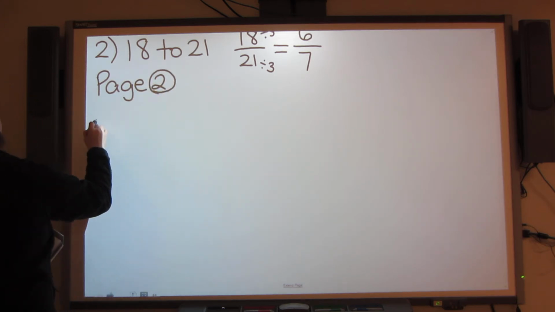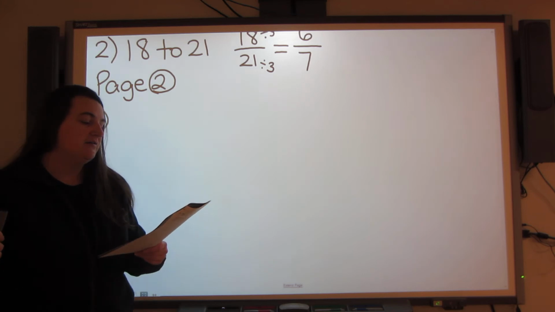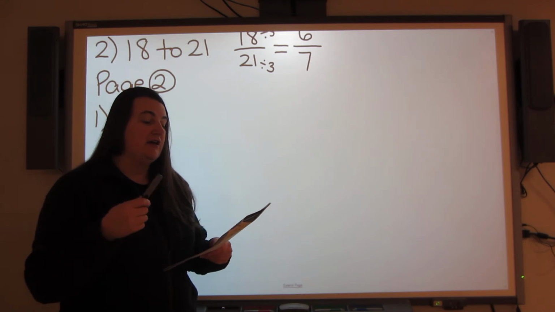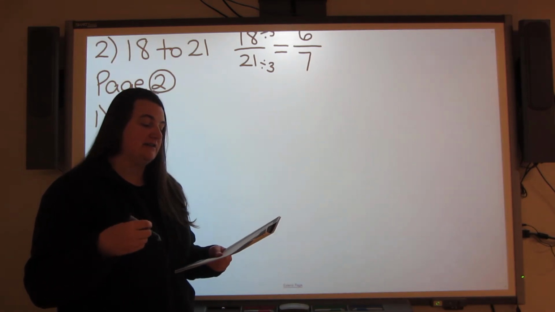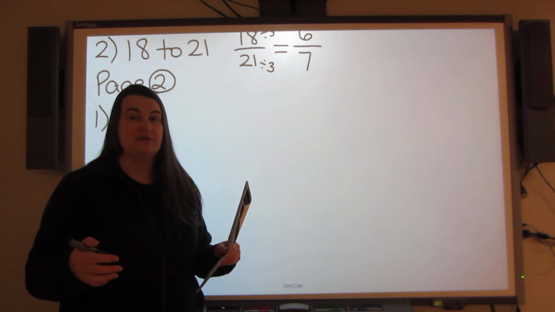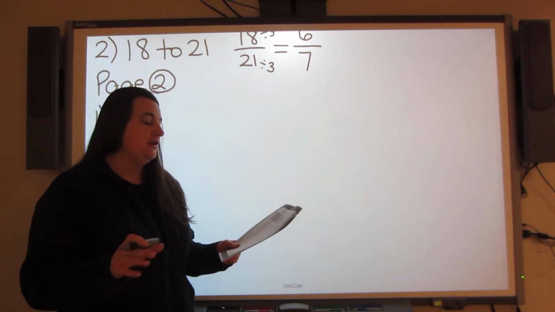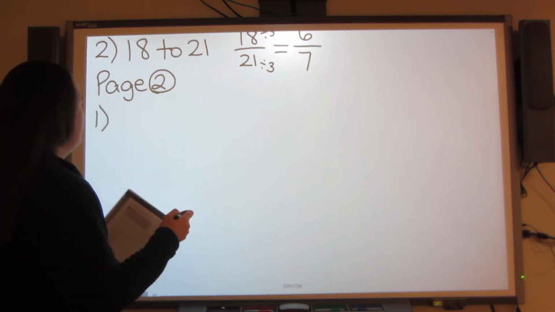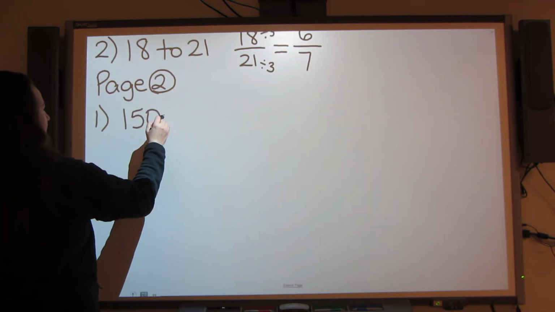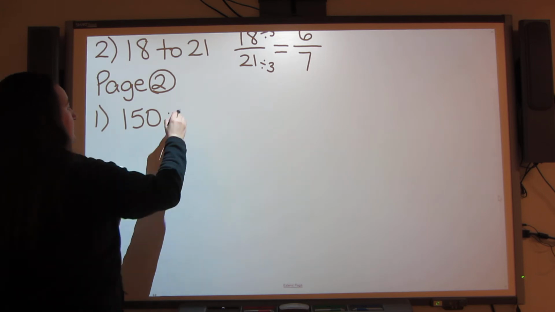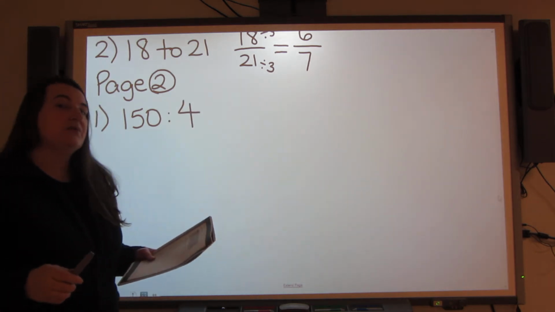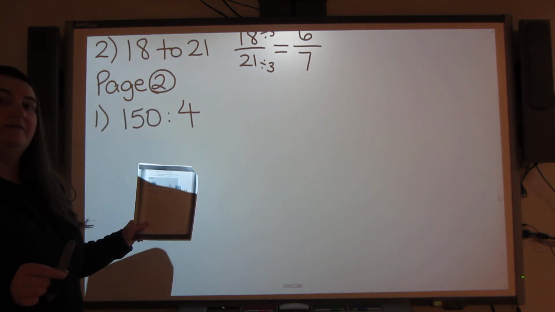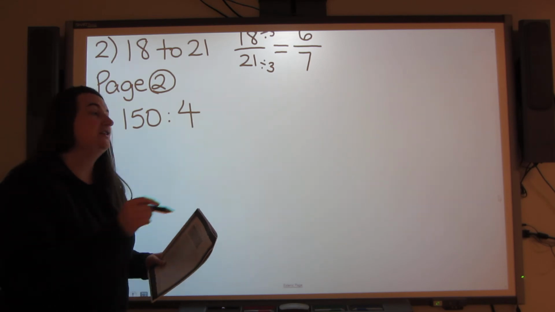So on page 2, we'll start with number 1. You have 150 miles to 4 hours. The instructions say write a ratio to compare each of the following and then express it in simplest form, which means lowest terms. So you're not doing a fraction. You're going to take the words and write it as a ratio. So I have 150 miles to 4 hours. I don't need to write the words when I write it as a ratio. Just the numbers and the ratio symbol, that's all you need. And then, of course, you need to do lowest terms.